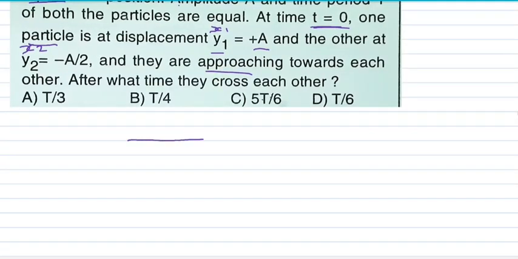So now if this is the line along which they are moving to and fro, and this is the mean position, the first particle is at plus A position and moving towards the mean position. The second particle is at minus A by 2 position and it is also moving towards the mean position. So the question asked is where will they meet? We shall solve this problem by using the circle method here.